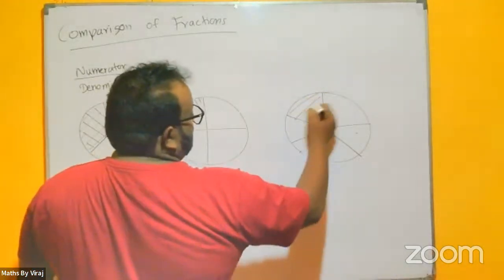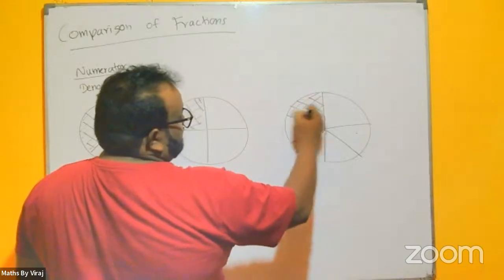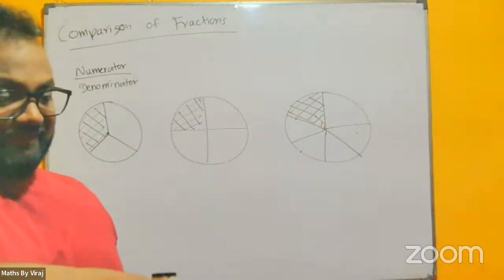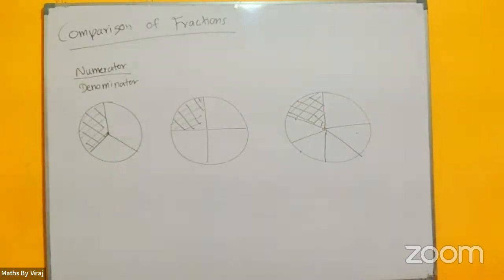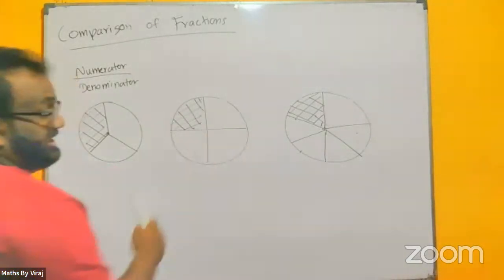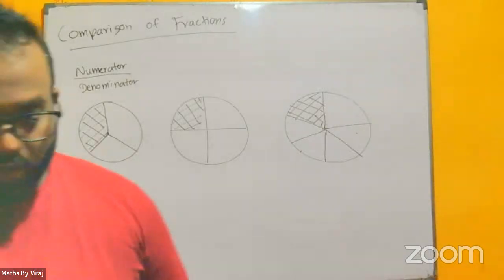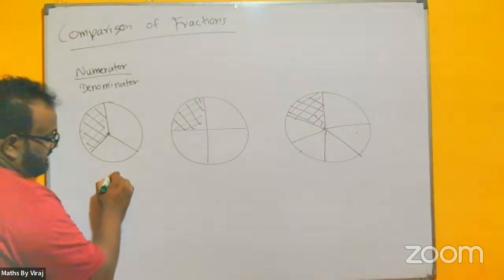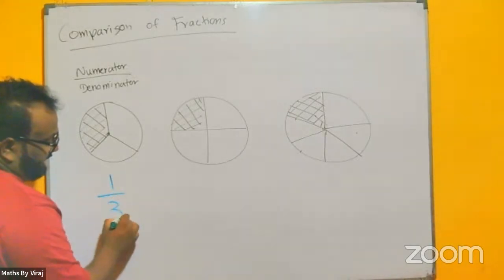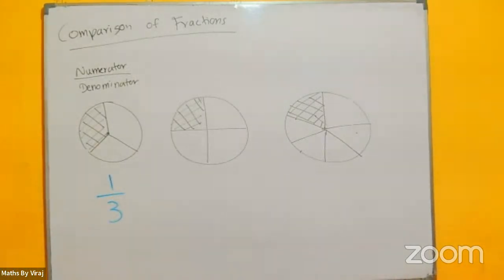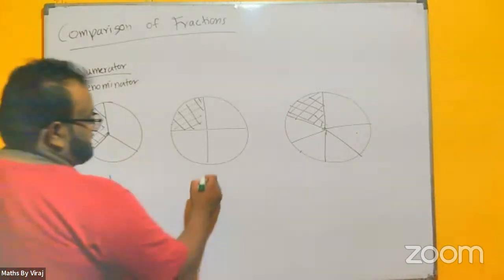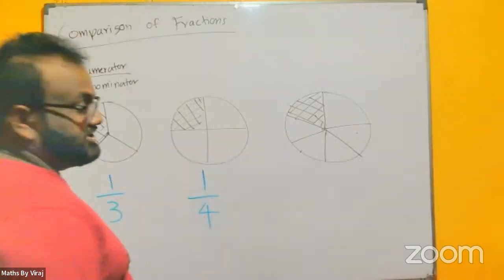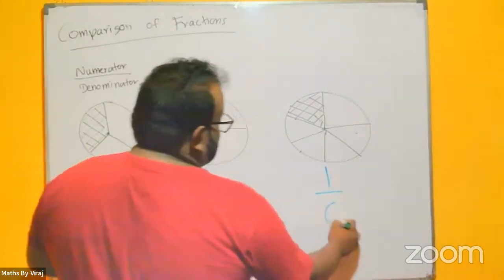If I color this portion, right. What is the smallest portion that we have? The third one. Third one is the smallest. Very good. So what do we understand now? As a fraction, 1 out of 3 or 1 upon 3. As a fraction, 1 upon 4. As a fraction, 1 out of 6.